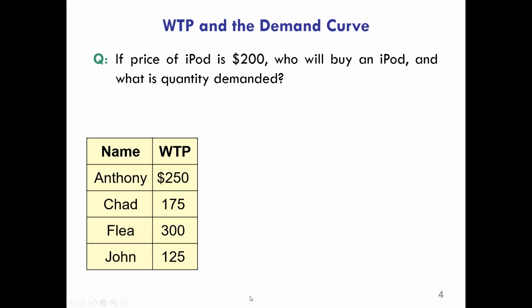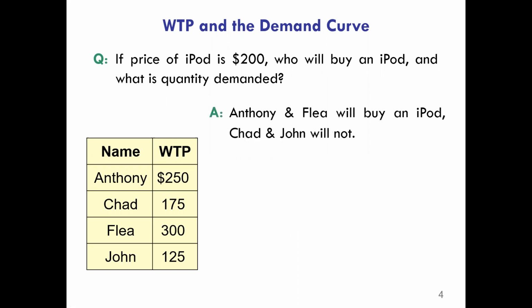So a question arises. If the price of the iPod is $200, who will buy an iPod? And what is the quantity demanded? So from this demand schedule, our answer would be Anthony and Flea will buy an iPod, Chad and John will not. The reason is that Anthony and Flea's willingness to pay is over and above the $200 price of the iPod. And Chad and John's willingness to pay is below the price of the iPod. And hence, quantity demanded will be 2 when price is $200.